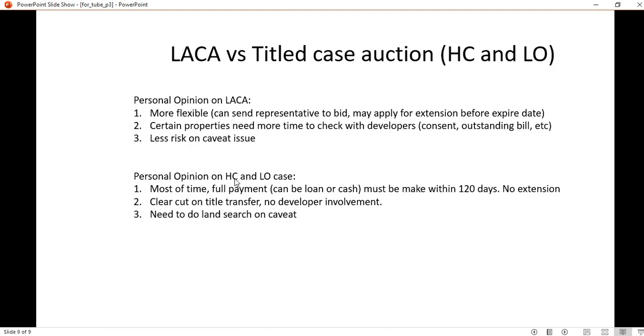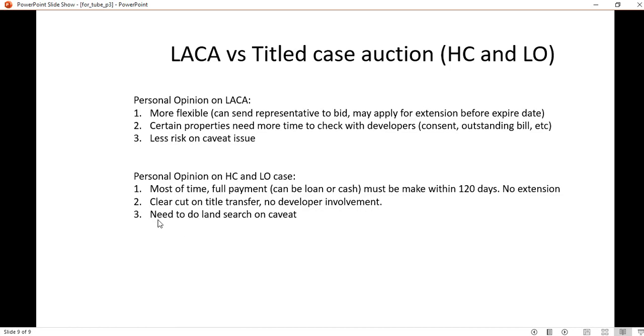In terms of High Court and Land Office cases, my personal opinion is they are quite rigid on this payment within 120 days. Seldom do they allow an extension unless it is allowed by the court. In the NLC, National Land Code, it already provides this clause, so it's unlikely they will grant an extension. There is also a clear-cut title transfer. There's no developer involved here. Most of the time, even a leasehold consent is waived. So it is a very clear-cut transfer.